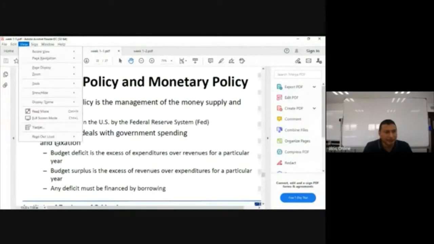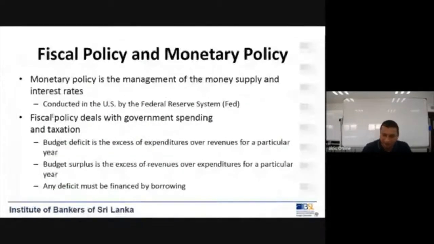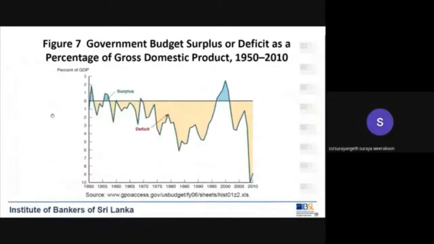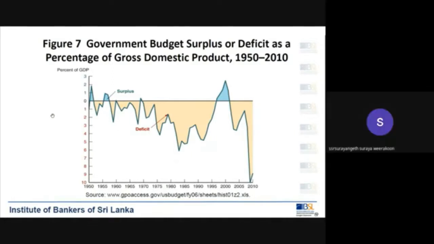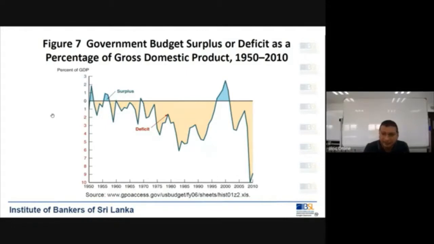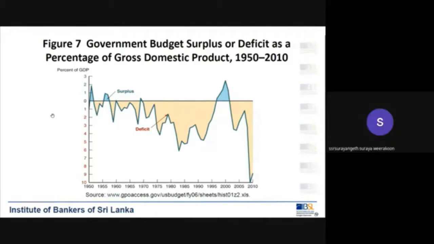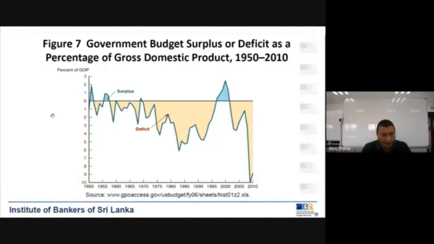So you see the fiscal policy and monetary policy relationship. And here you see the US deficit over the period, where the majority of the time they had deficits. And then they financed them through various arrangements, to bring the budget to a much more manageable level.